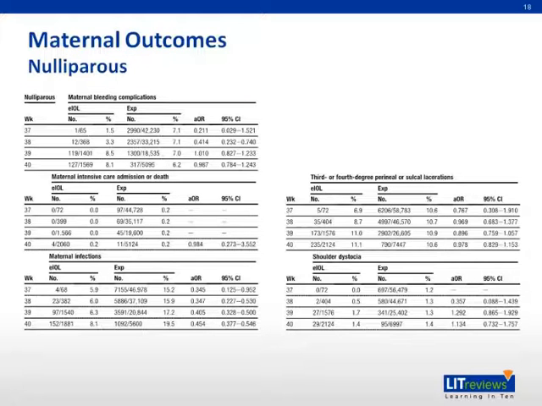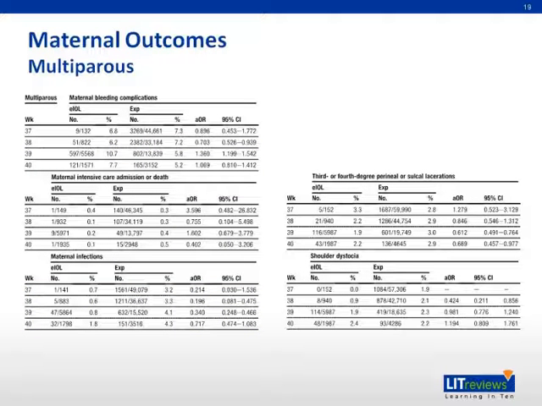Here we look at the maternal results for nulliparous women. As you can see from the slide, highlighted in yellow, the only significance found between elective induction of labor and expectant management in maternal bleeding complication was seen at 38 weeks. In maternal infections, there was a significant difference seen throughout all the weeks, whereas for maternal intensive care admission or death, shoulder dystocia, or 3rd or 4th degree perineal or sulcal lacerations, there were no significant difference seen between elective induction of labor and expectant management.